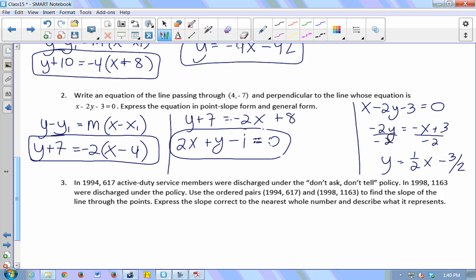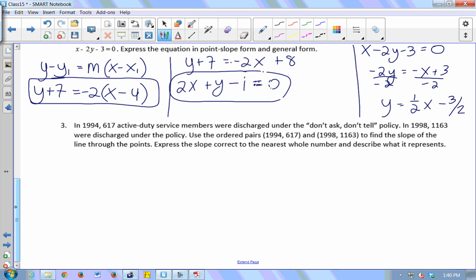Okay, so for number 3, in 1994, 617 active duty service members were discharged under Don't Ask, Don't Tell. In 1998, 1,163 were discharged under the policy. I want to use the ordered pairs 1994, 617 people, and 1998, 1,163 people to find the slope of the line through the 2 points.